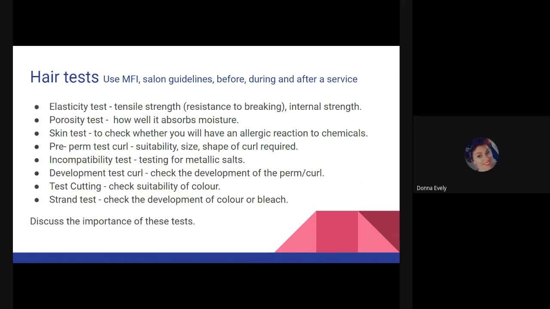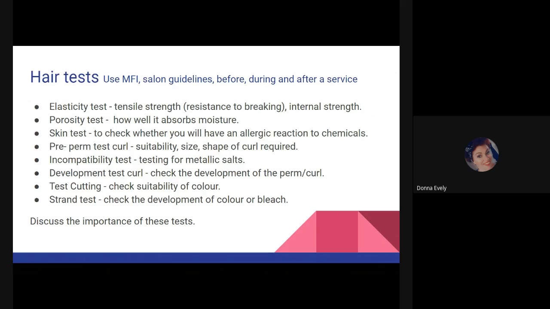Pre-perm test curl. So this is where you're going to take a cutting of the hair and you're going to wrap it around the perm rod. You're going to then use perm solution and actually carry out a perm on this one little strand.